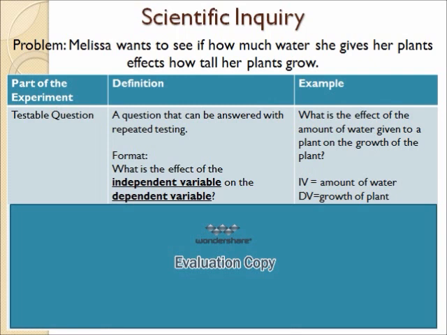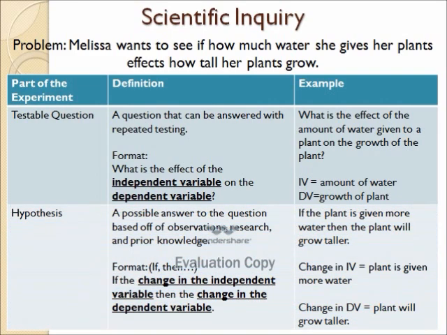Okay. After you've written your testable question, then you can go on and formulate a hypothesis. And the hypothesis is just your educated guess. It's kind of your prediction on what's going to happen in the experiment. Okay? It's a possible answer to the question. You're going to base it off of any observations you've made, any research you've done, and any prior knowledge that you may have. The hypothesis also has a format.